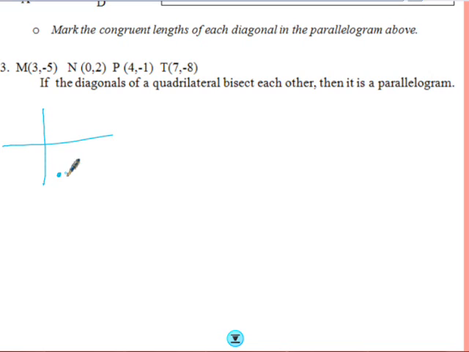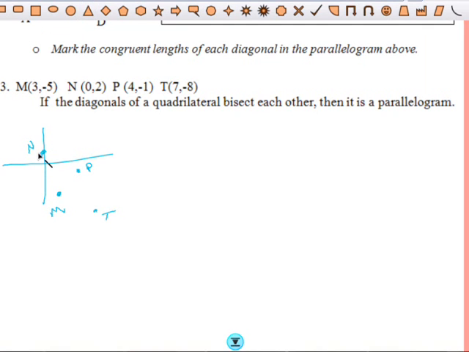Here, M is at (3, -5). N is at (0, 2). So that's N. That's M. P is at (4, -1). And T is at (7, -8). So this is my shape, something like this. Alright, so this is my parallelogram. And I want to know if the diagonals bisect each other. Okay? So I'm looking for the diagonals.